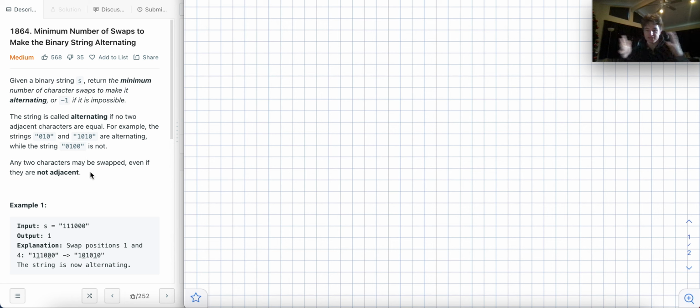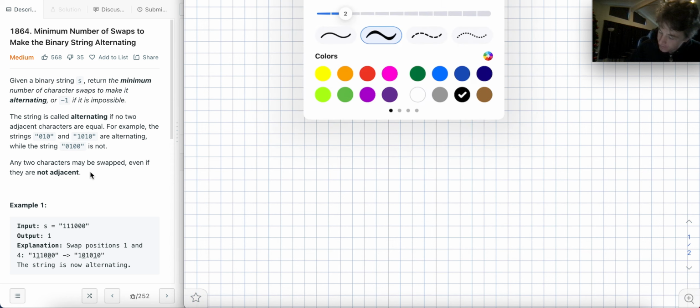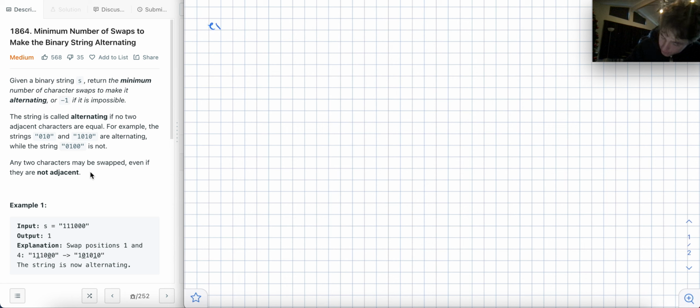So what we need to do is take this string and figure out, okay, can I take this 1 and swap it with this 0 over here? Or maybe if this 0 goes over here, if I swap these things around, will it become alternating? And how many operations will that take? Okay, so let's look at this example. Always good to look at the examples.